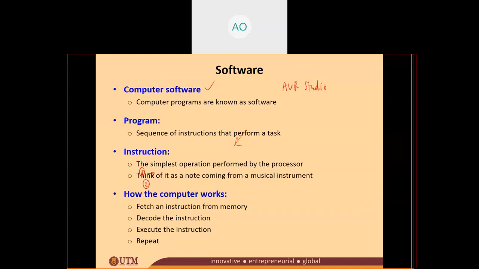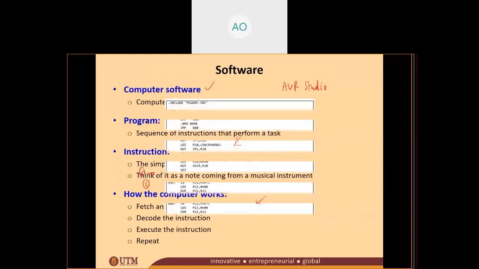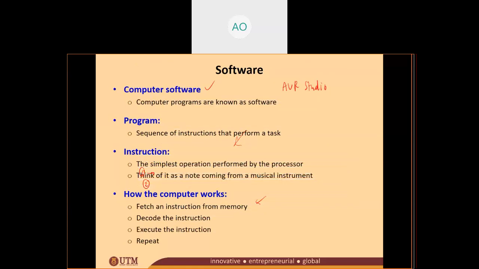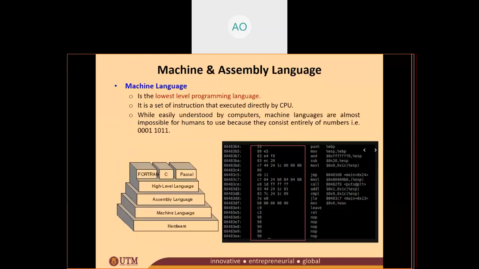So how does the computer work? It fetches an instruction from memory. First, the computer will fetch the instruction from the memory, and then it will decode the instruction and execute it. For example, you have this instruction here. You're going to see how the computer fetches and executes this instruction. We will see this in the next slide, how the computer works.